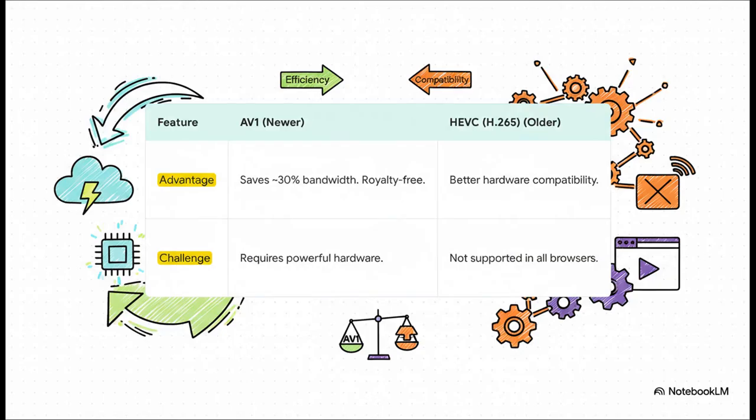And right away we run into this classic battle in the tech world, the new flashy thing versus the old reliable one. On one side, you have the newer AV1 codec. It's amazing, it saves about 30% in bandwidth, and it's free to use. But on the other hand, the older HEVC codec, well, it just works on way more devices, which is absolutely critical for something like live streaming. It's the perfect example of a trade-off, pure efficiency versus making sure everyone can actually see the video.